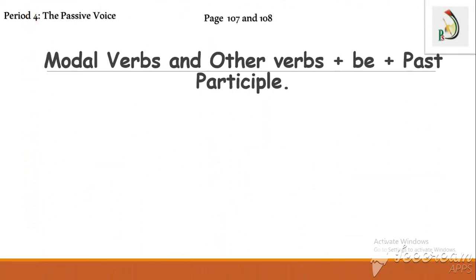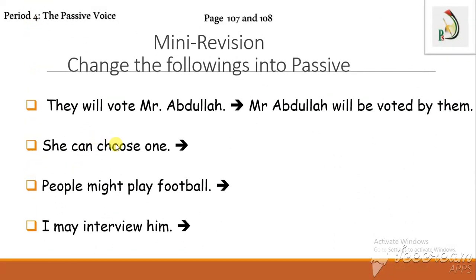Now, let's move to the book, page number 107 and 108. A very easy exercise. Modal verbs and other verbs plus be plus past participle. Like I gave you an example over here. Modal verb, see? She can choose one. We studied modal verbs in grade 10, which are can, might, may, will, shall, could, would. There are so many modal verbs, might, may.